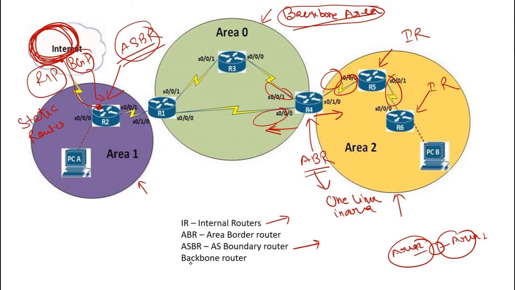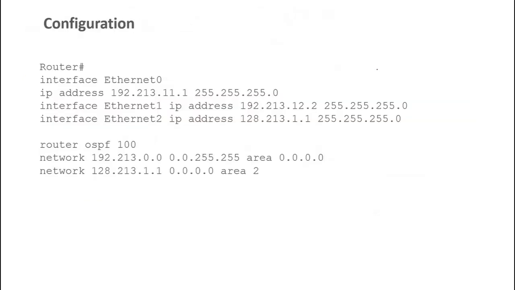And we have already discussed our backbone routers, right? So this is already done. So let's move further to how to do the configuration part. For the basic configuration, you take one router. Here in the example I have taken two interfaces, Ethernet 0 and Ethernet 1. In fact, Ethernet 2 is also there.